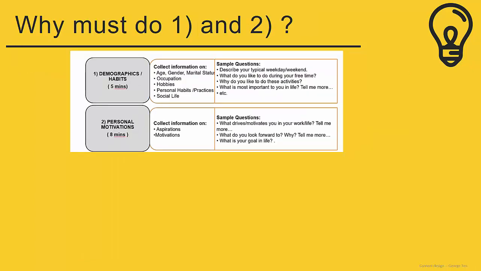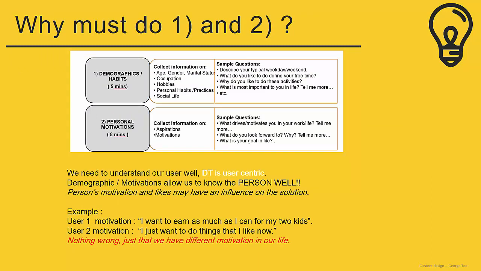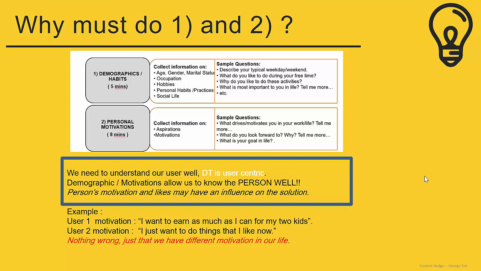So why must we do 1 and 2 for demographics and personal motivation? The reason is because we need to understand our user well. It is user-centric, and in order for us to design a solution just for that user, we first need to understand them as a person. So if we offer two individuals an opportunity to do some freelance work, the kind of responses we get could be very different.